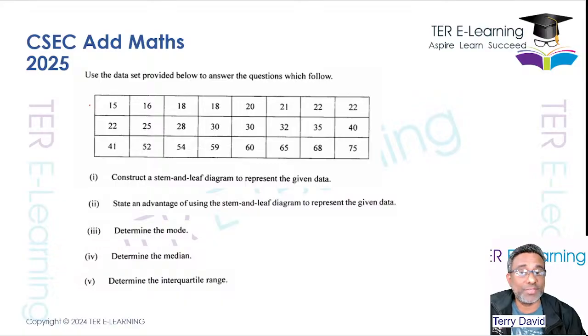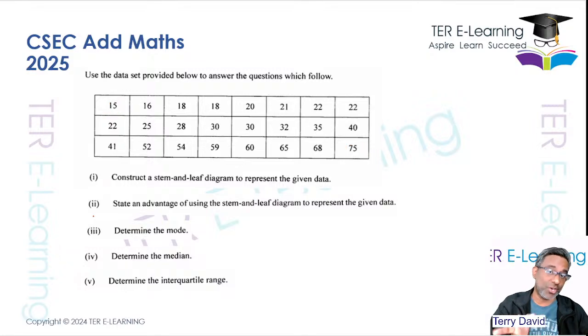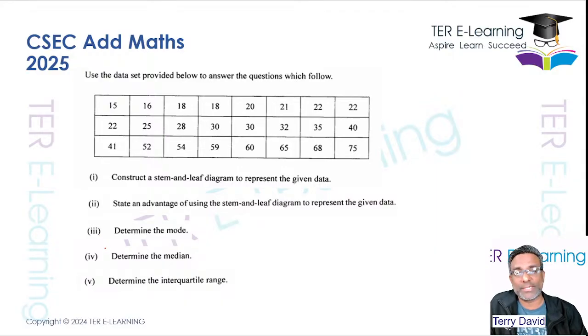So one of the things you have to pay attention to, because CSEC can be a little tricky sometimes, they might give you data, but the data is not in ascending order, right? That's something you have to watch out for. Make sure the data is in ascending order. If it's not, then you're going to have to put it in order, right?